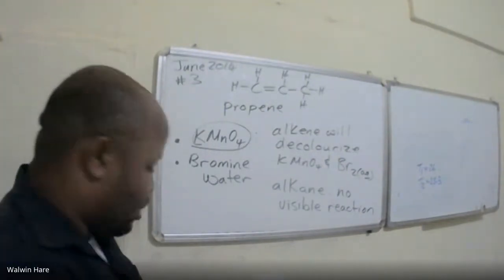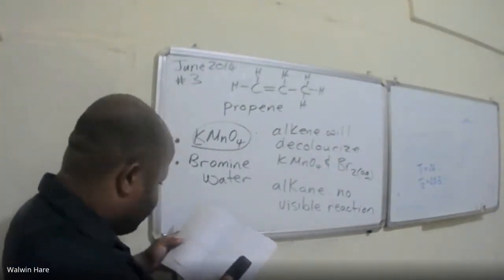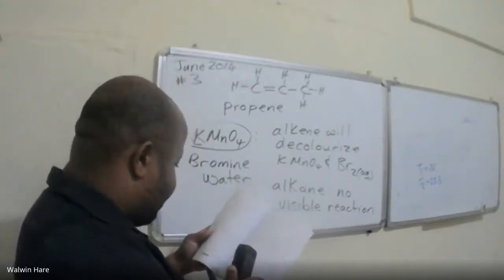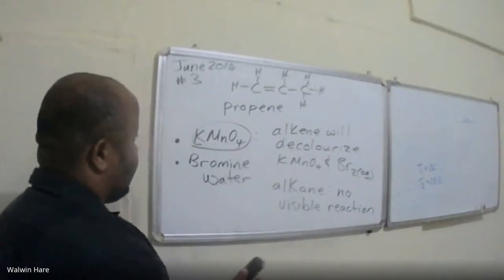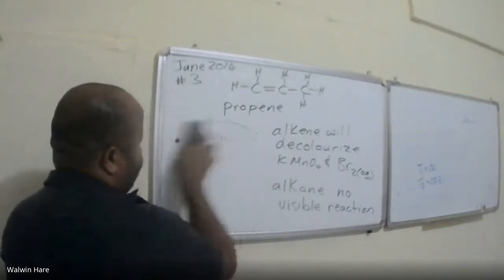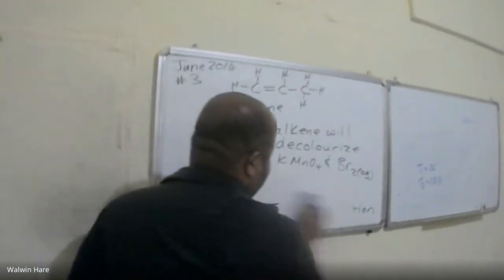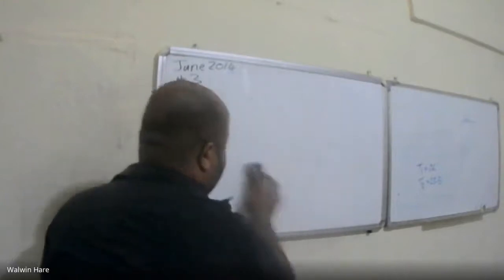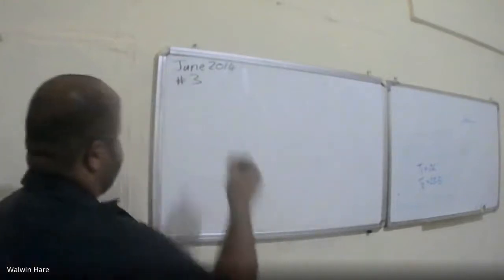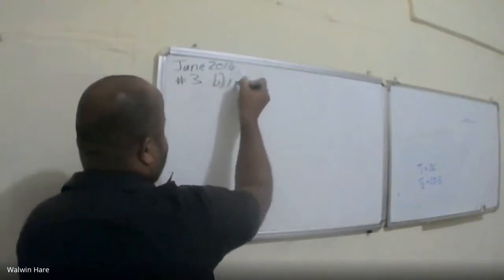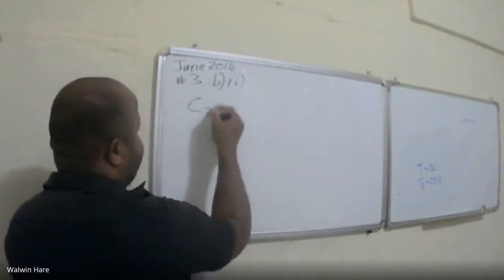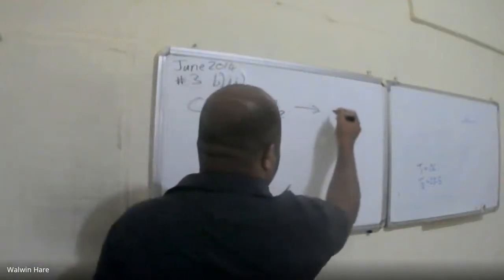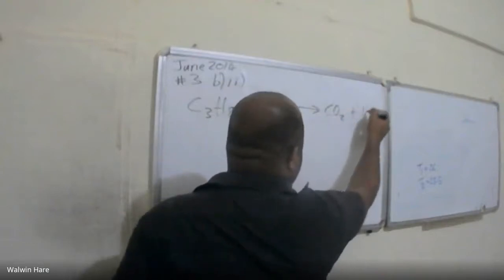Yes, sir. All right. So for B2, it is asking us to write a balanced equation for the burning of compound B in excess oxygen, which is combustion. So B2, let's do that quickly. C3H8 reacts with oxygen to give CO2 and water.